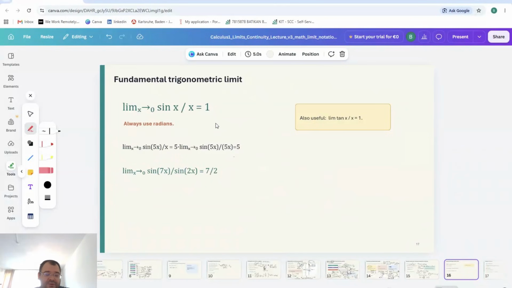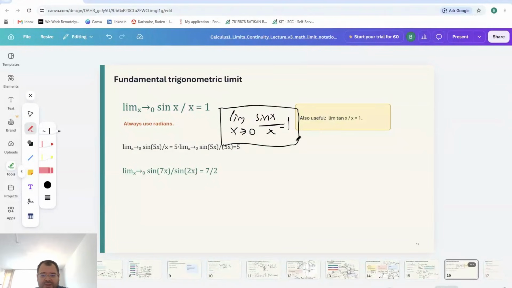So we had the fundamental trigonometric function formula: the limit as x goes to 0 of sine x divided by x equals 1. We need to memorize this as our rule so that we can solve the next questions related to this rule. So we have, for example, here another question related to this rule. We have the limit as x goes to 0 of sine 5x divided by x. We need to make this function similar to this so that we can solve this problem.